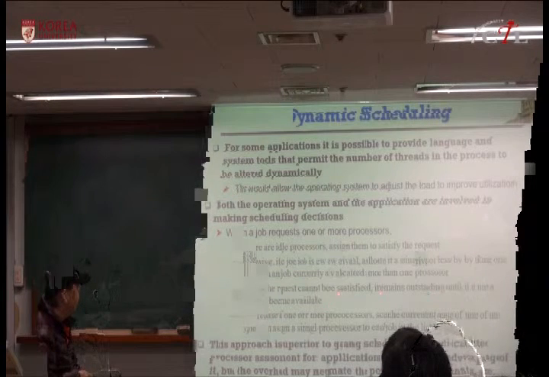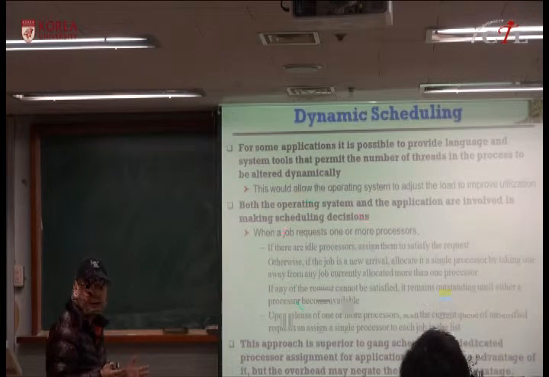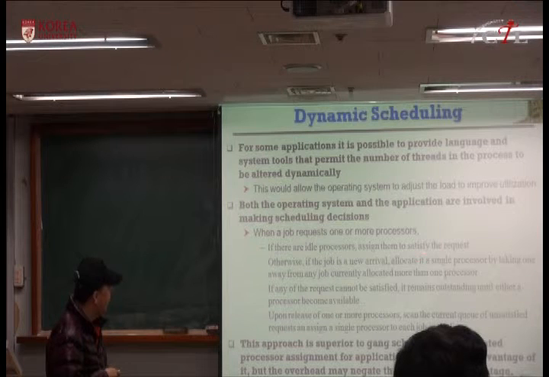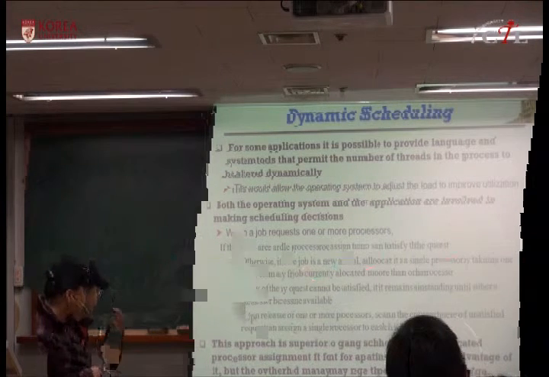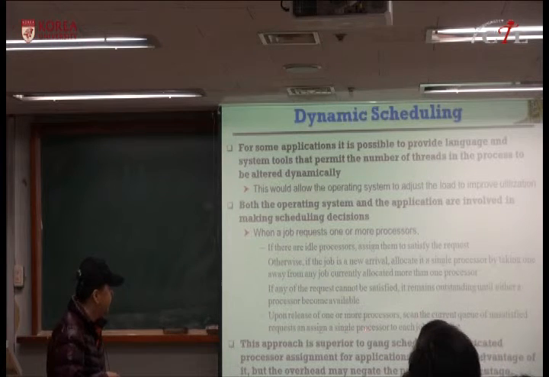available. So this is a simple scenario of doing dynamic scheduling. If you can change the number of threads dynamically, whenever a new job is coming, if there are idle processors, you can assign them to satisfy the request. If there is no idle processor, you can take one processor from any job that has more than one processor, and then give this processor to this job. If any of these requests cannot be satisfied, then this request should remain outstanding until a processor becomes available. Upon release of one or more processors, you can scan the current queue of unsatisfied requests and assign a single processor to each job in the list.